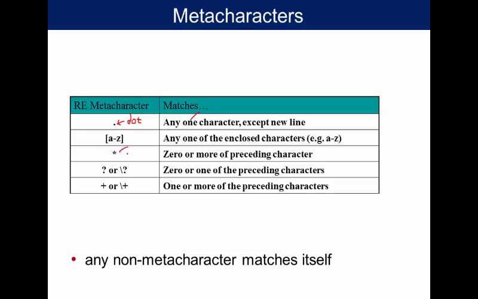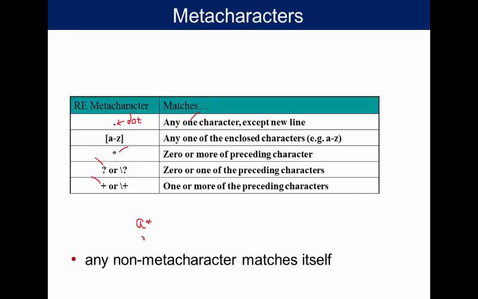Star. You can see a star and plus and question mark. Star means 0 or more preceding characters. For example, if I search A star, it means no characters. If there are any characters, then it could be a repetition of A's, because it indicates 0 or more occurrences of character A.